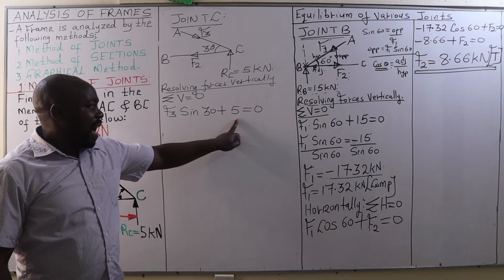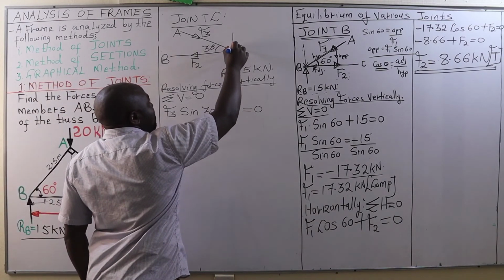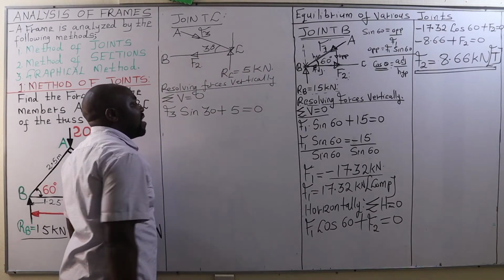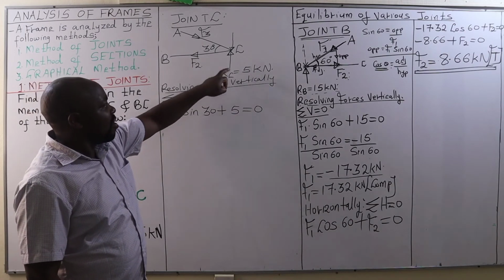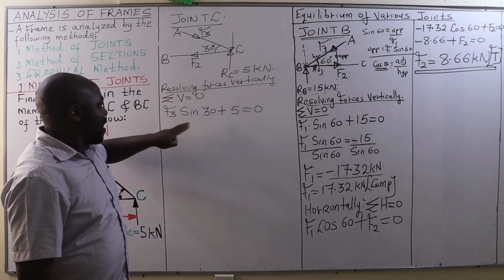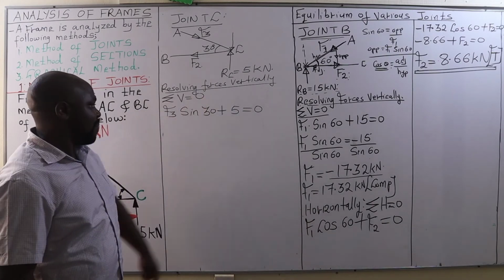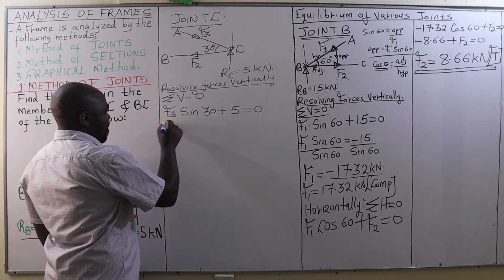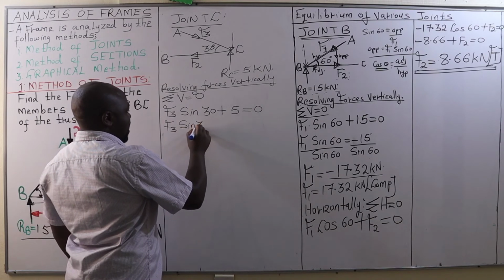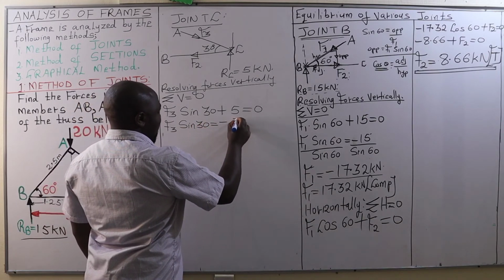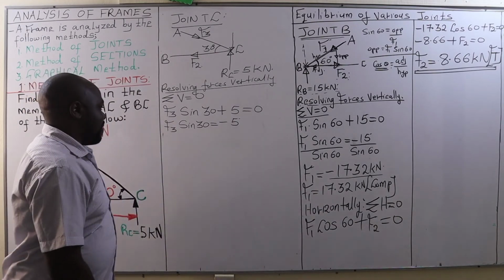These two are vertical forces. This is a downward acting force that is being subjected at joint C, whereas this is an upward acting force, that is the reaction on this support C. Therefore, when you add all the vertical forces, we are going to have 0. Now, F3 sine 30 will be equal to negative 5. When you take 5 the other side of the equal sign, it will be negative.